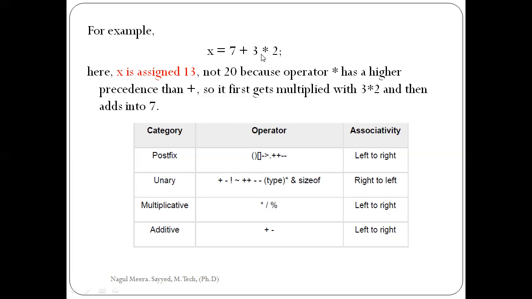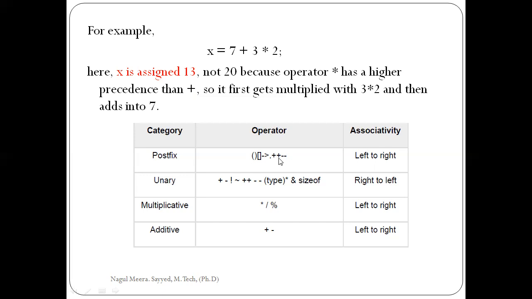Here there are some examples. For example, this is the category, this is the operator, and this is the important operator. How these are evaluated: our expression may consist of brackets, square brackets, and the operators dot, arrow, and increment, decrement, plus plus, minus minus. So our expression consists of these types of operators.